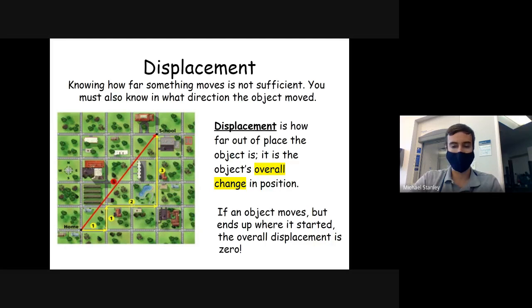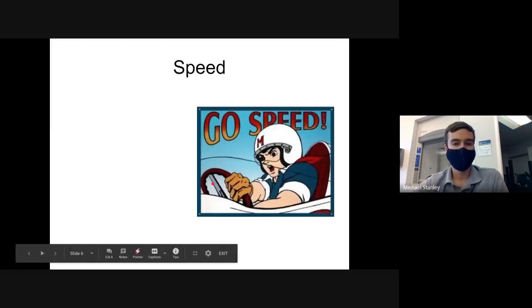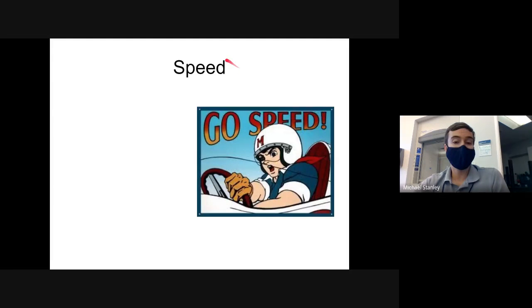All righty. So distance, how much travel you did. Displacement, how far you ended up from where you started. So both of these tie back into speed.